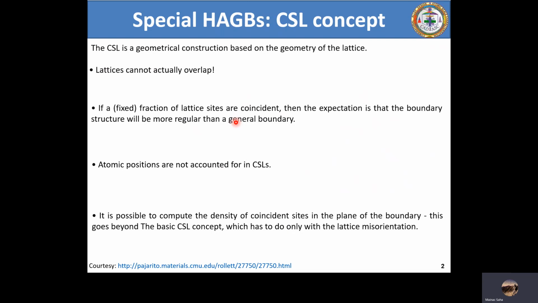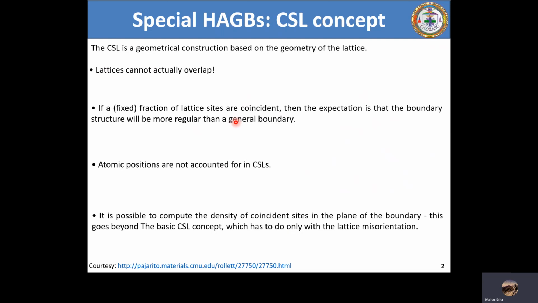Now, it is possible to compute the density of coincident lattice sites in a plane of the boundary plane. But this will go against the CSL concept, which has only to do with the lattice misorientation. Because the CSL concept only deals with two things. The first is the disorientation between the two grains, because there are only very special grain boundary disorientation angles for which, as I told you, the grain boundary energy dips to a local minimum.